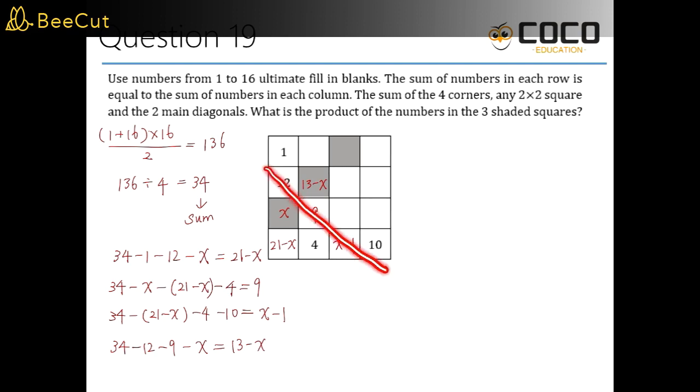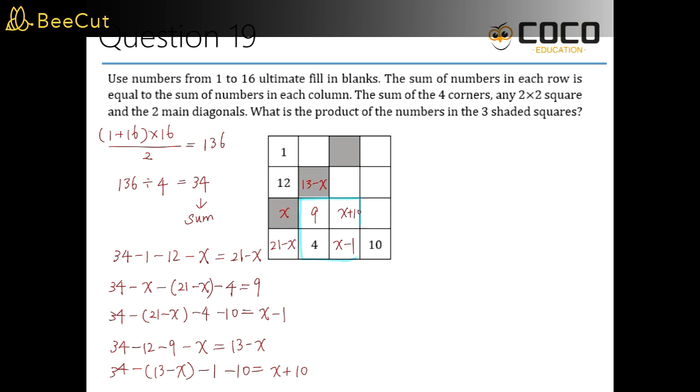Next, let's check the diagonal. The sum of the numbers is 34. So 34 minus 13 minus x minus 1 minus 10 equals x plus 10. Now we can solve for x.